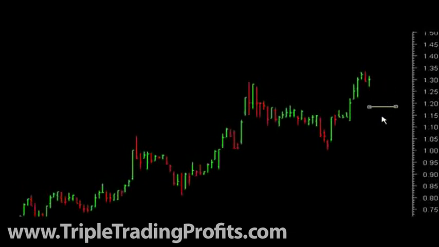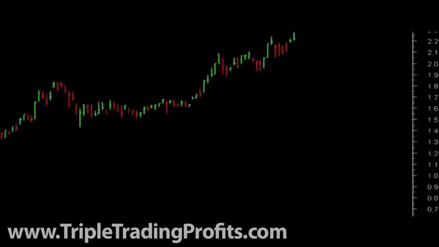It's a little bit more than 10%. I'd be inclined probably to put it a little bit closer than that. But that's again just where we'd set our initial stop loss point. Let's go to another one.